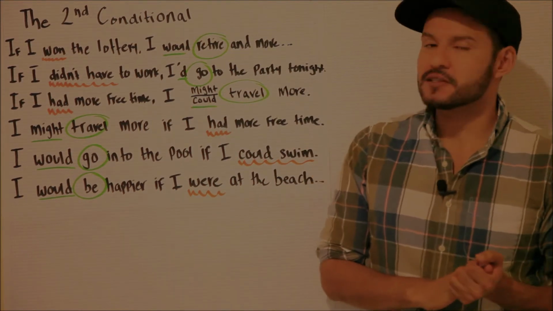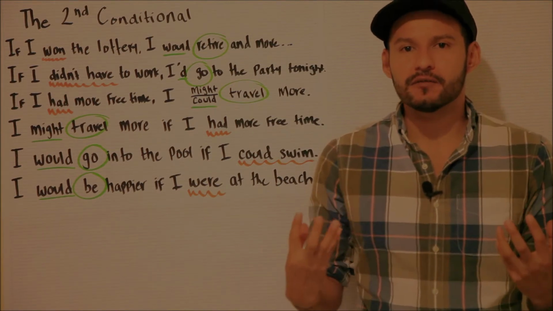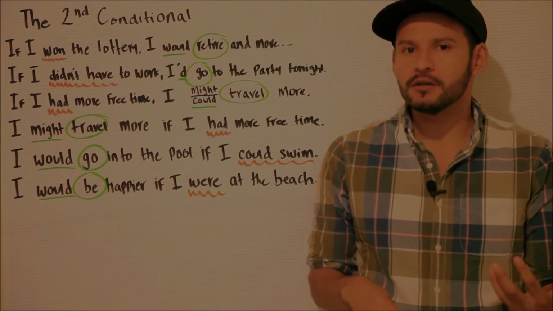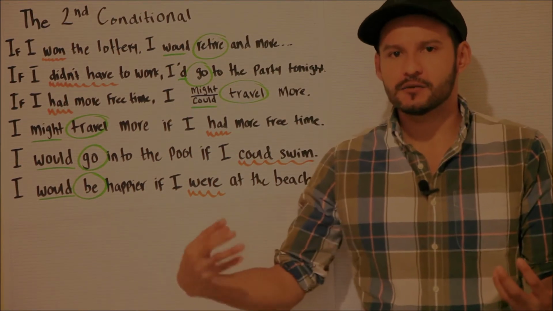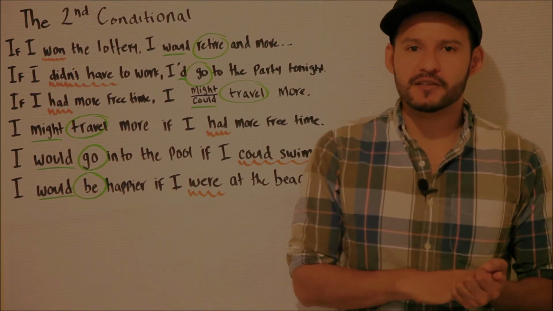What makes the second conditional a little bit different is that we use the second conditional for situations in the present that are impossible or very unlikely to actually happen. And to show you what I mean, let's take a look at a couple of examples.